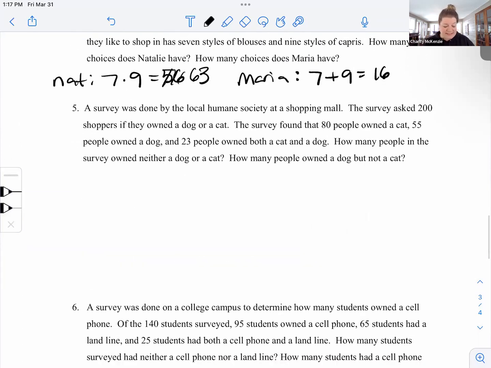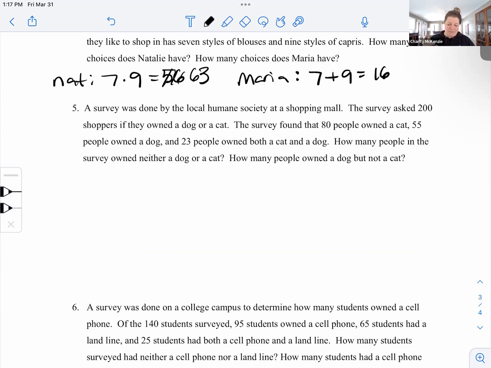So a survey was done by a local humane society at a shopping mall. The survey asked 200 shoppers if they owned a cat or dog. The survey found 80 people owned a cat, 55 people owned a dog, 23 people had both. How many people in the survey either owned a dog or a cat? How many people owned a dog but not a cat?